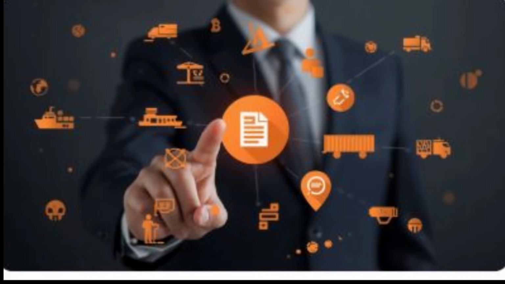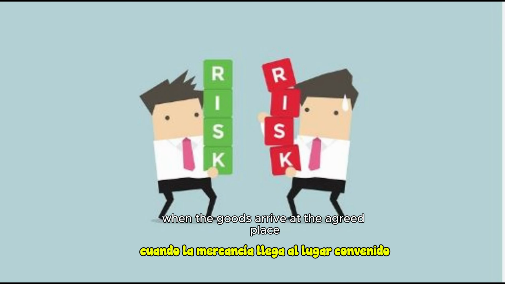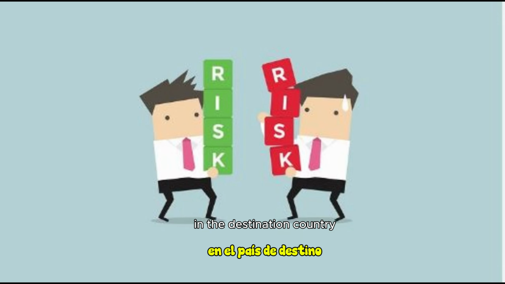Responsibility. The seller is responsible for transportation, export and import procedures, duties, taxes, and risks until delivery. The buyer pays and receives the goods, with minimal involvement in the process. Transfer of risk: risk is transferred when the goods arrive at the agreed place in the destination country, ready to be unloaded.